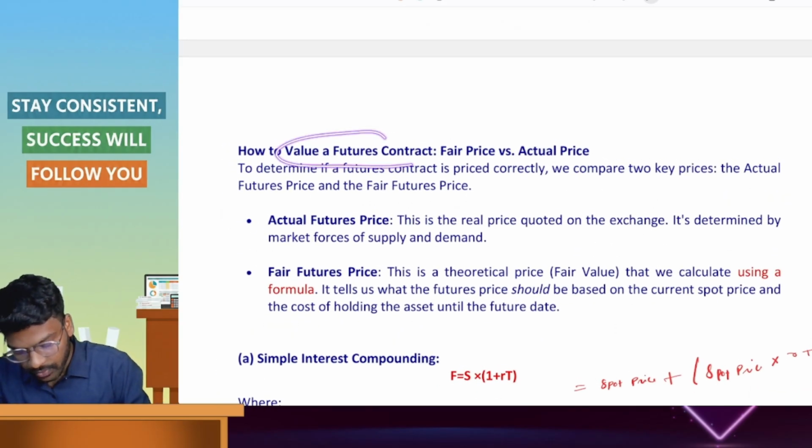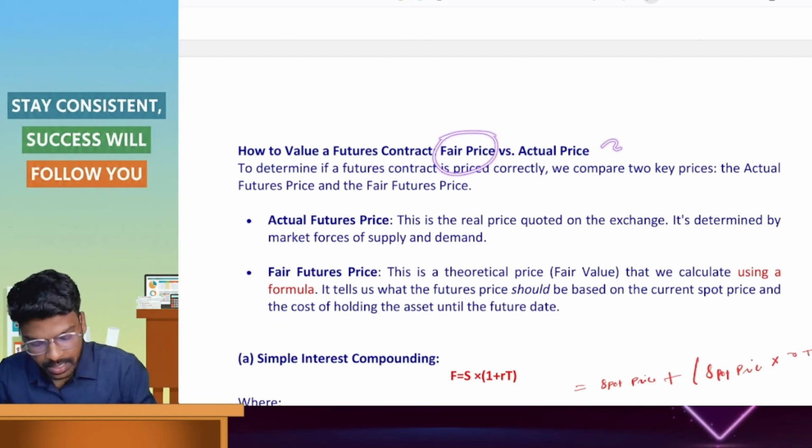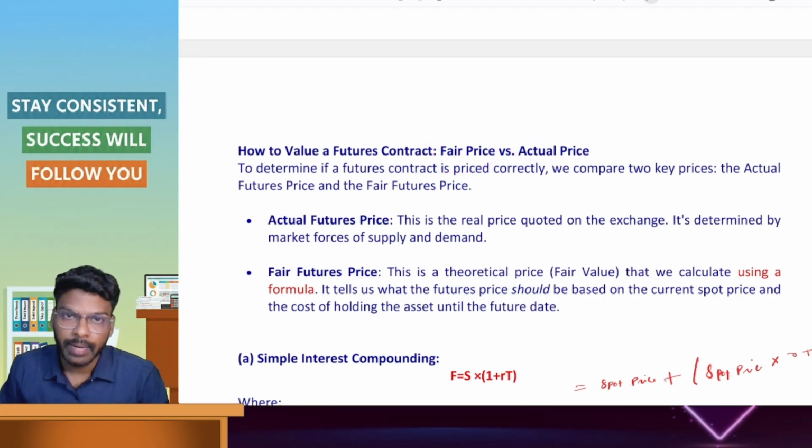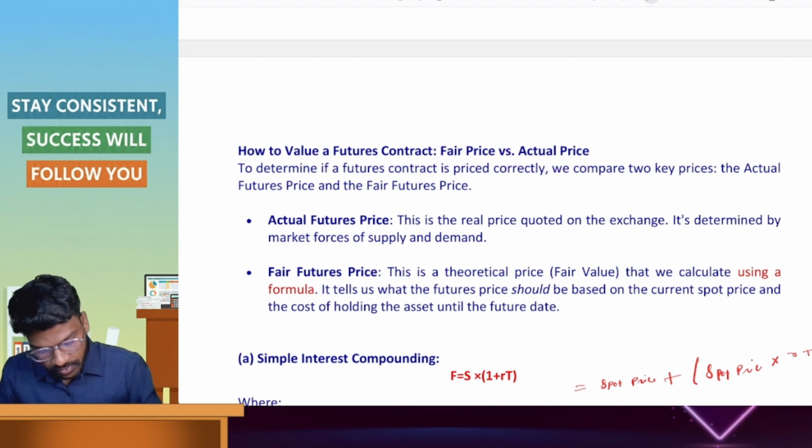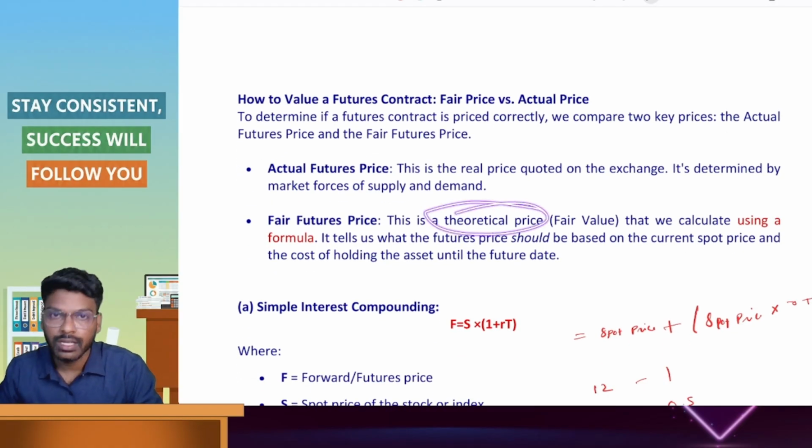How to value the futures contract? There is a fair price and also an actual price. Actual price is the current market price on the settlement date. On the settlement date, the price is the actual price. The fair price will be computed using the formula, the theoretical value. Fair value is computed using the fair value, that is the future price.